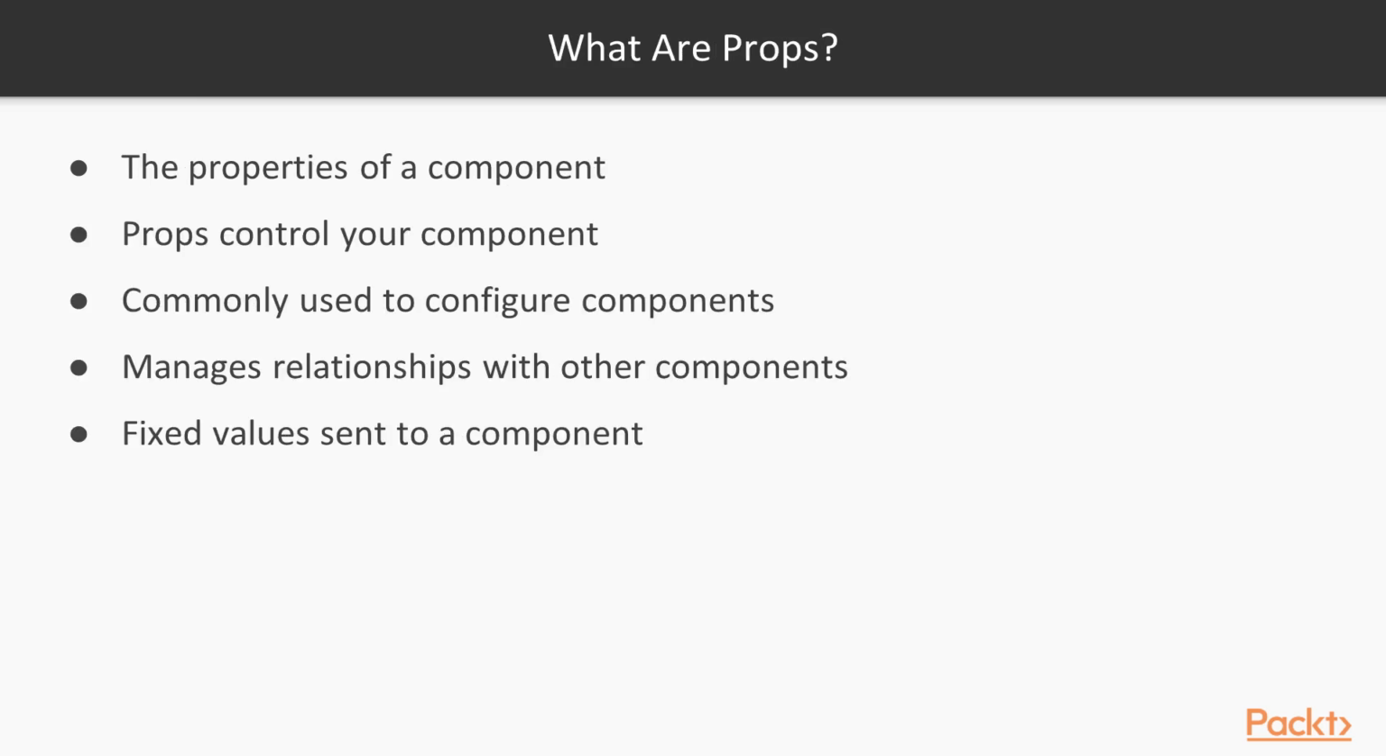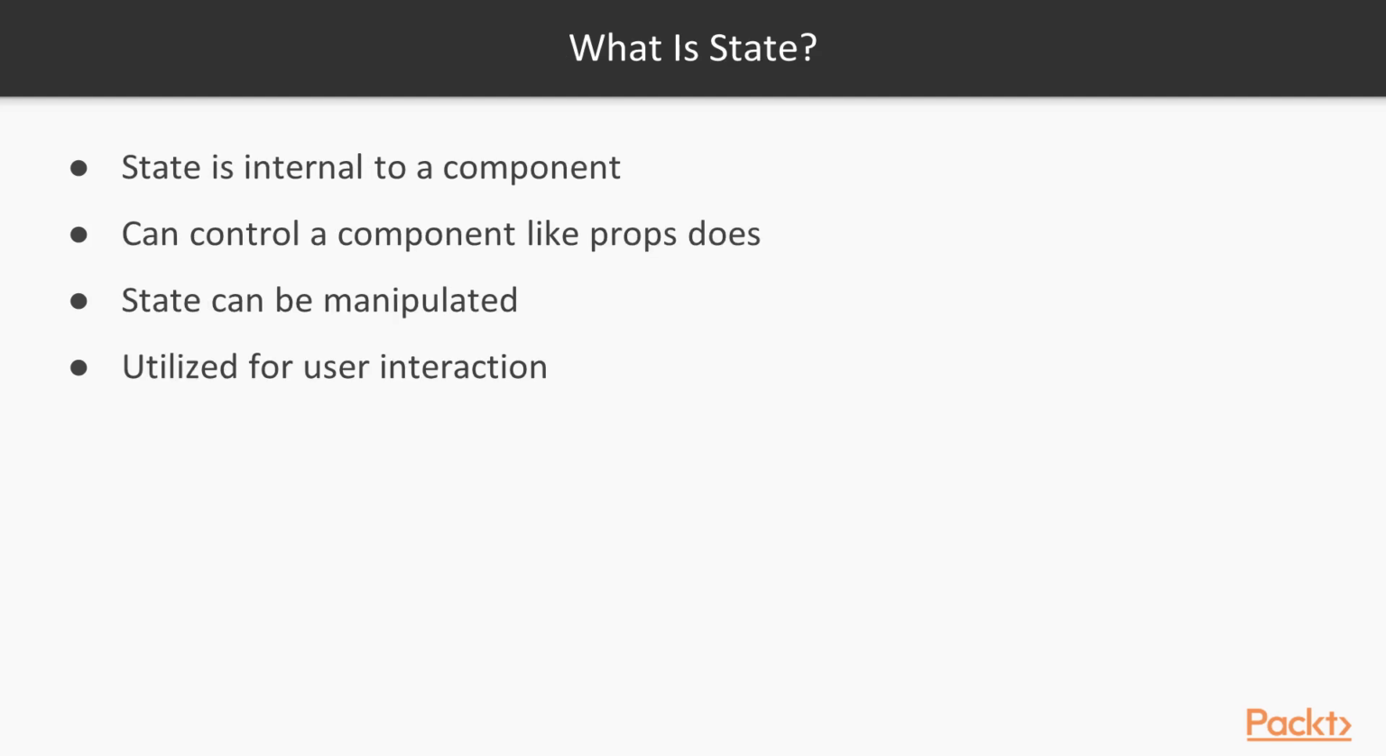Props can be utilized to customize and control components. Props is simply properties of a component. For example, we've seen that when we set the source property of an image, that controls what kind of image is being displayed. When creating a component, props are what we can utilize to pass data from parent components to its children. State is the other concept that controls a component.